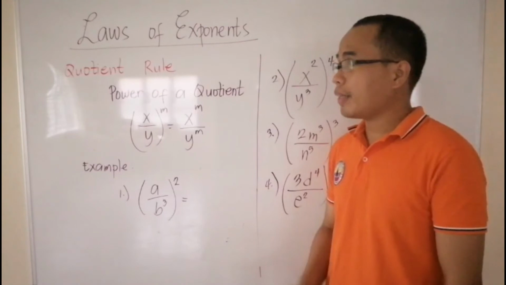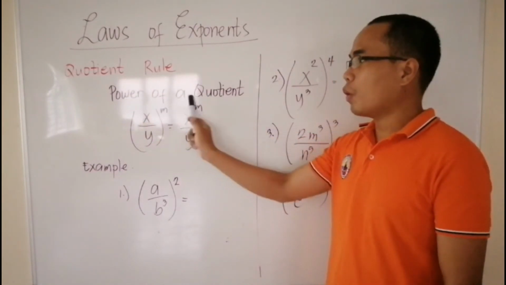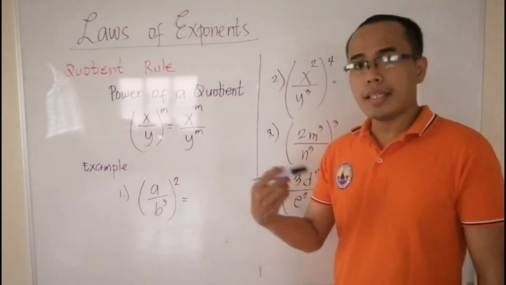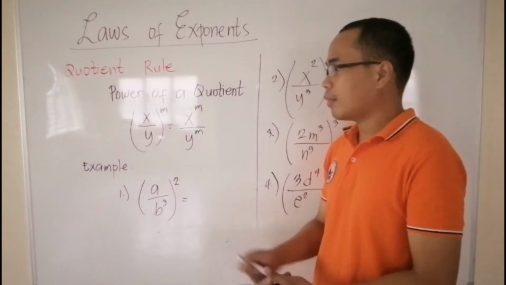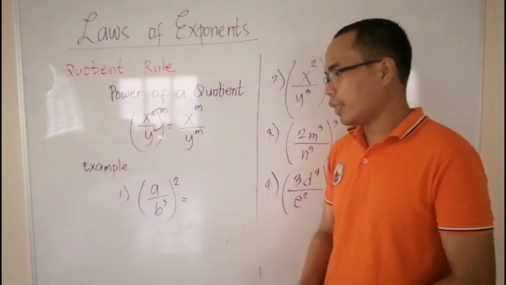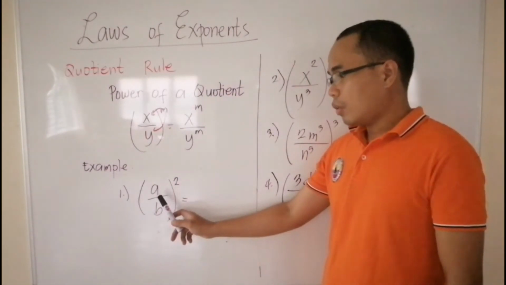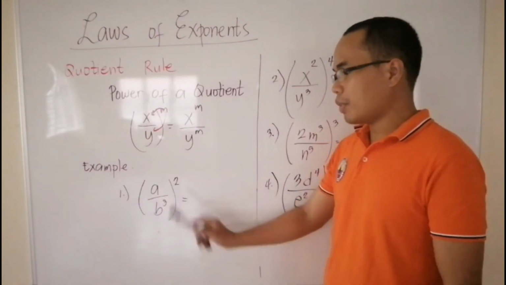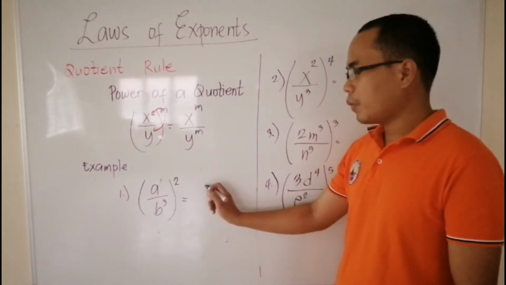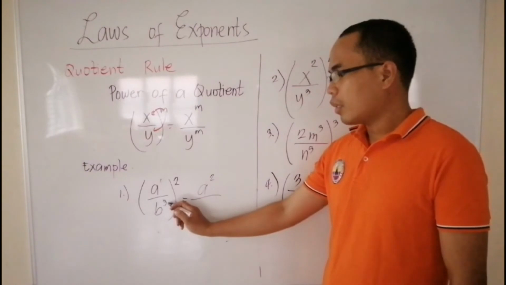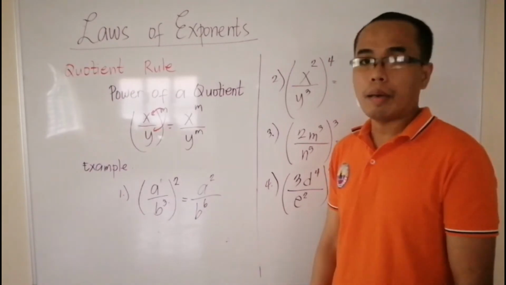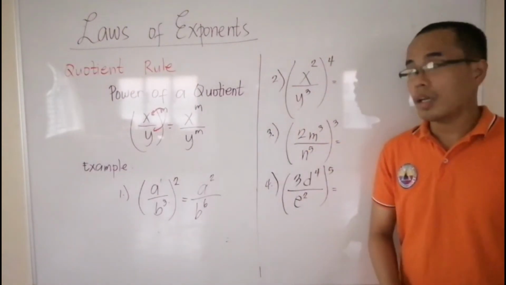The next exponent under quotient rule is power of a quotient. So sa ganitong example, dinidistribute lang natin yung exponent dito sa isang variable, ganun din dun sa baba. For example, number 1, so the quantity of a over b raised to 3, so meron tayong exponent sa labas na 2. So multiply lang natin yan. Itong 1 times 2, so we have a raised to 2, over 3 times 2 is 6. So b raised to 6. Ganun lang ang pag-solve natin ng power of a quotient.